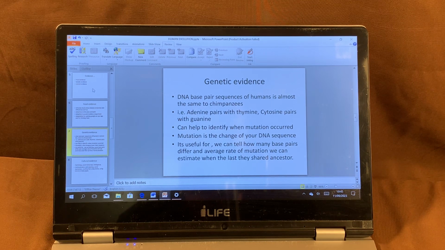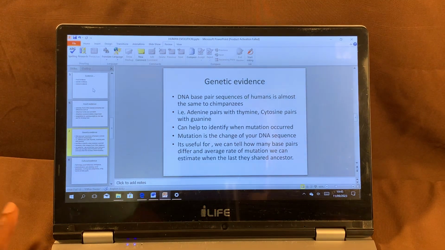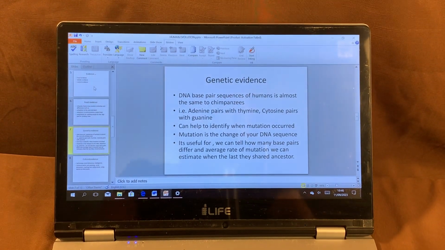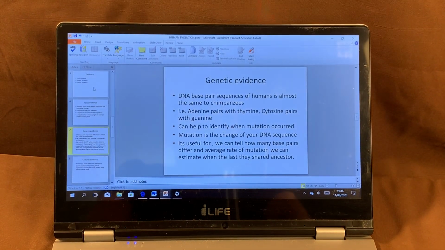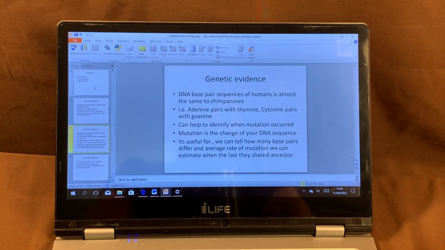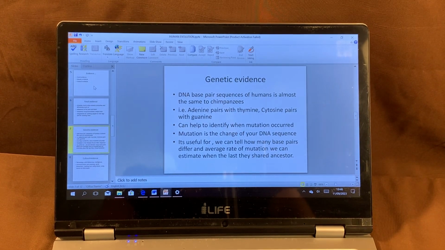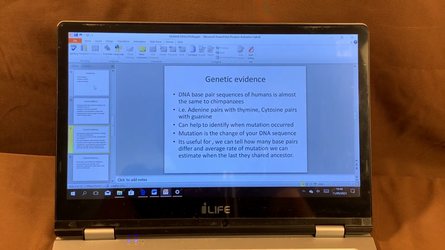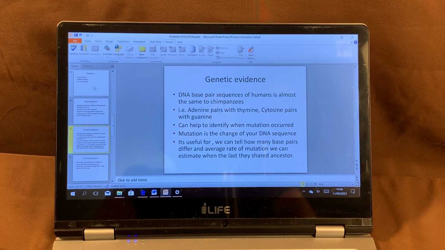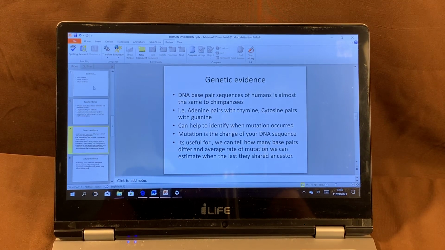Another thing, now that we know the DNA base pairs, we are able to tell when a mutation happened. It's very useful, because mutation occurs within the DNA sequence, as a change of the DNA sequence, and we can tell when that change actually occurred. That's when we will know that they were siblings, they were okay.